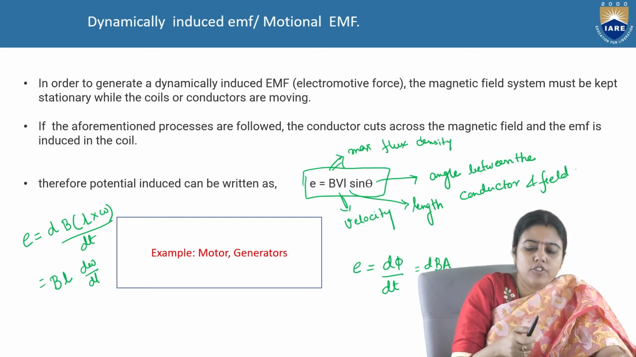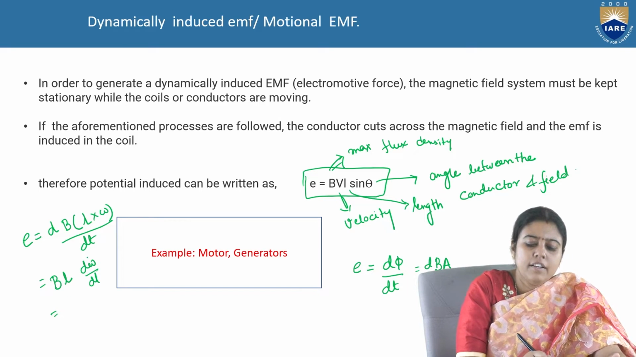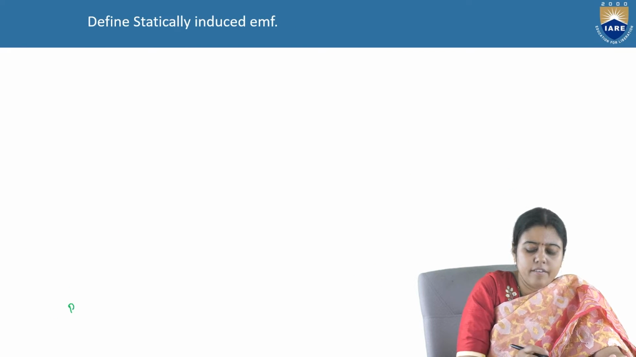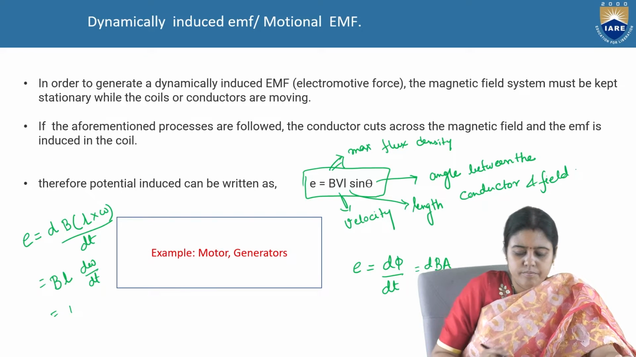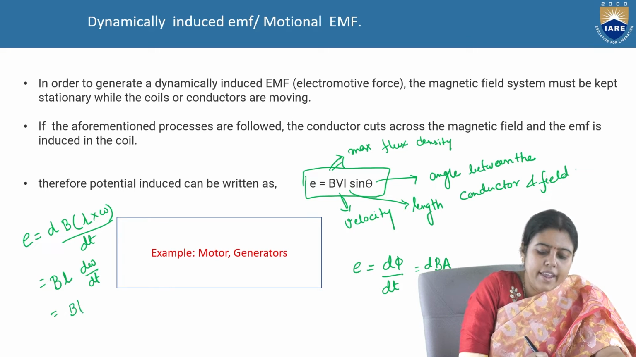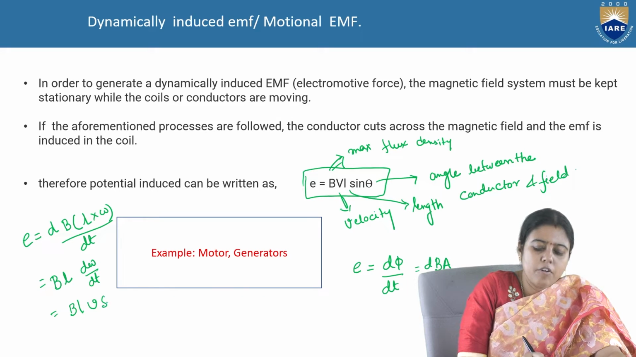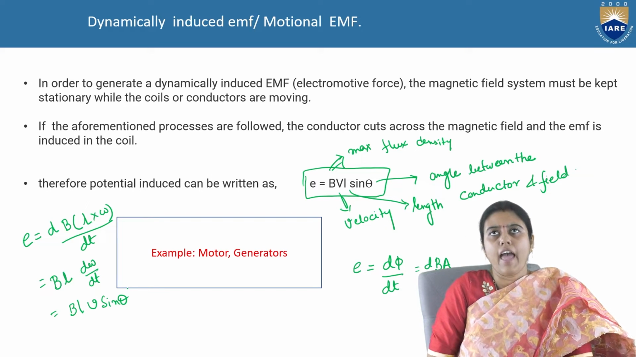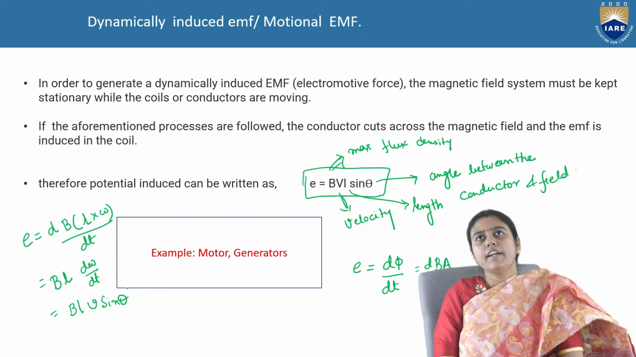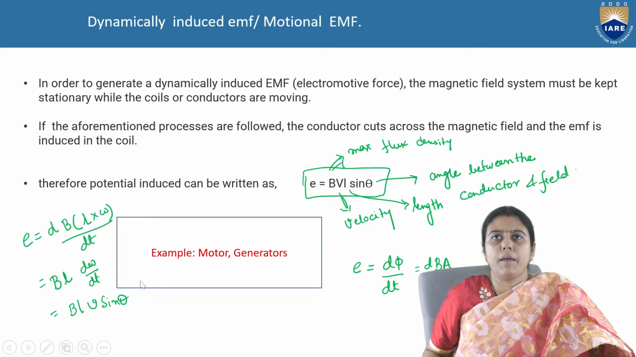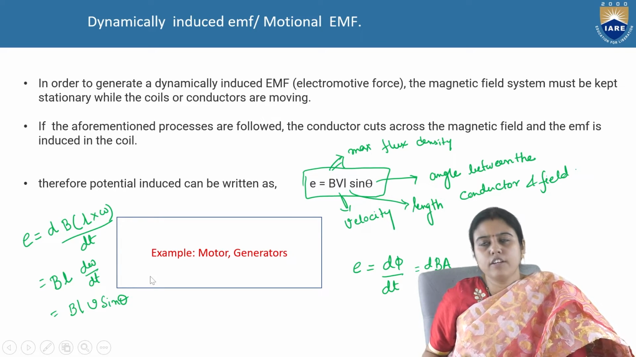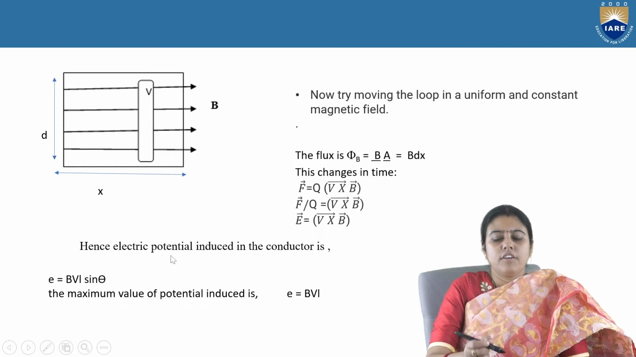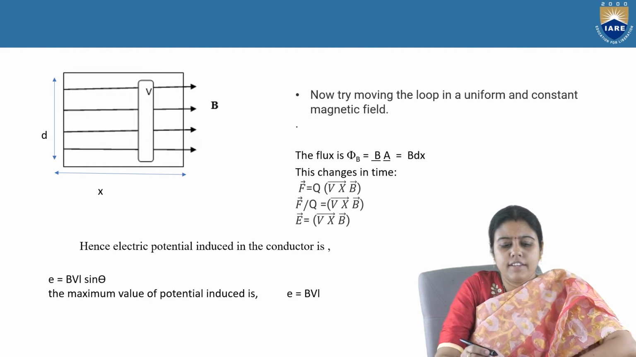So this is nothing but the displacement by time. We can write B L V, and how much it is cutting, we can get it from the sine theta angle. So this is called the dynamically induced EMF. Examples, as I told, are motors and generators. So that only we are discussing here.